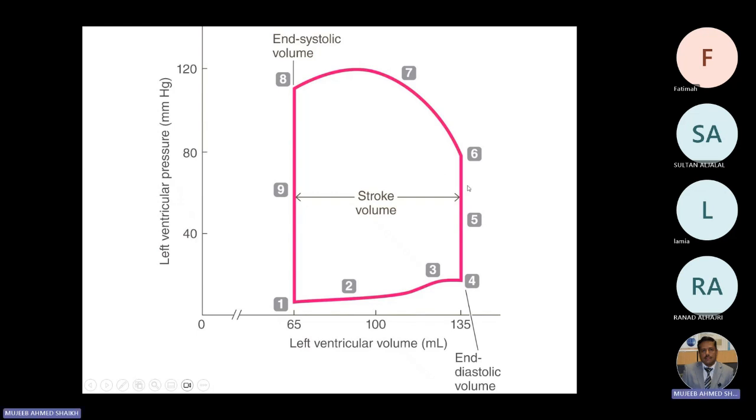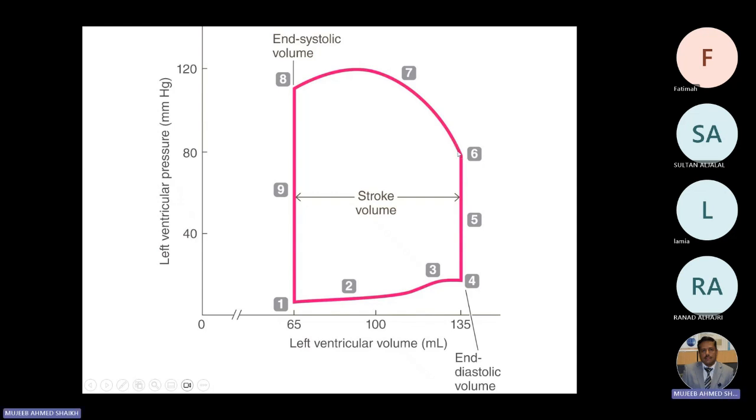So this is all up. This line is the isovolumetric contraction phase. What is happening after isovolumetric contraction? Suddenly the aortic valve will open. Blood is trying to go out, and the aortic valve is closed up till here. Now the aortic valve will open at point number 6. What will happen? The blood will go out.